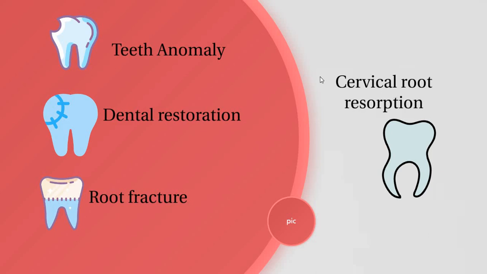And finally, cervical root resorption may result in inflammation, particularly when a communication is established with the sulcus. So in this case, you may find a cervical resorption, and most of the time this will lead to gingival recession and subsequent inflammation.